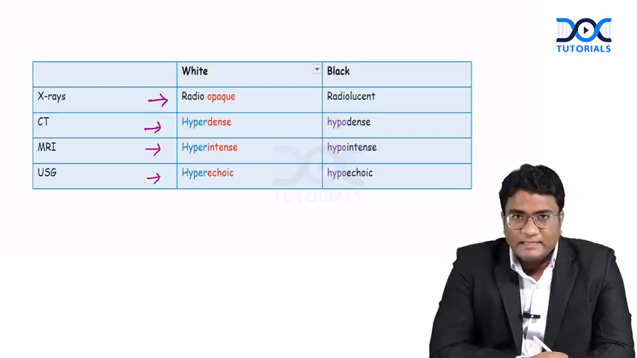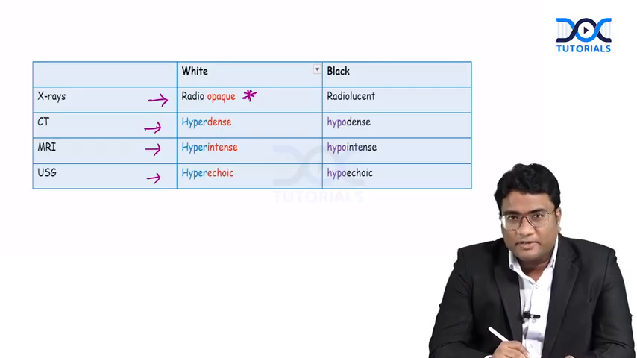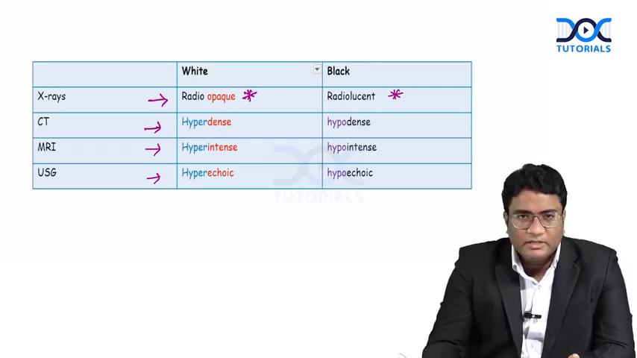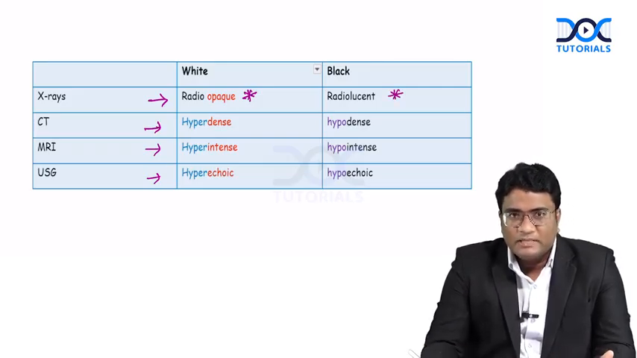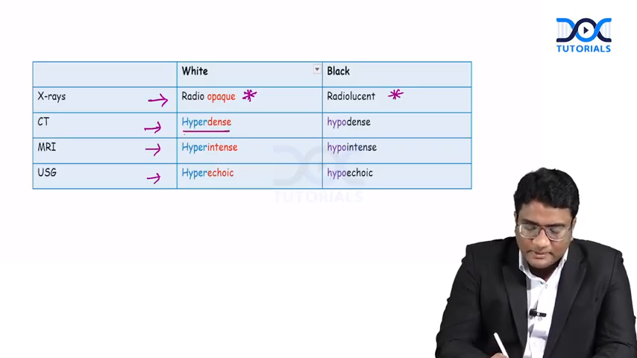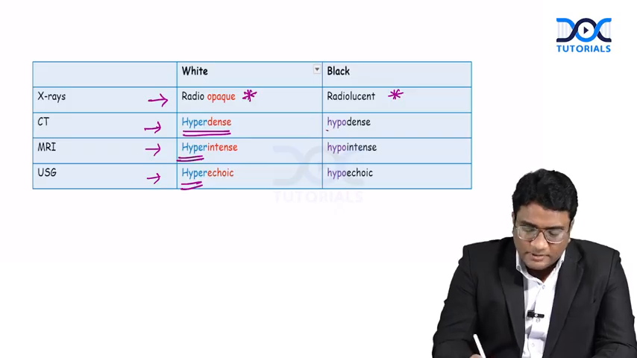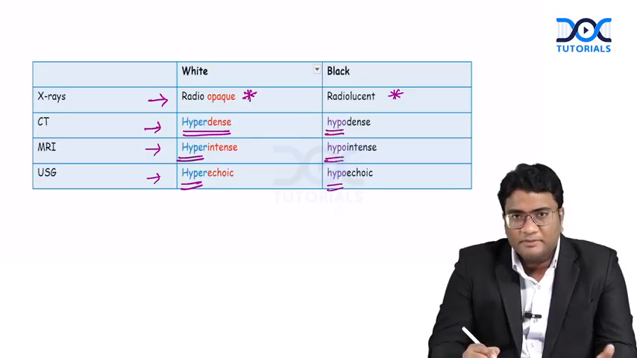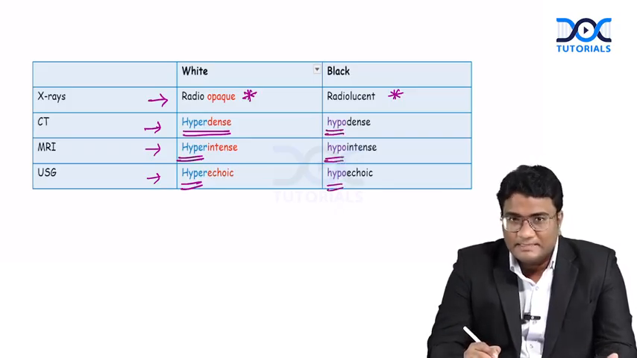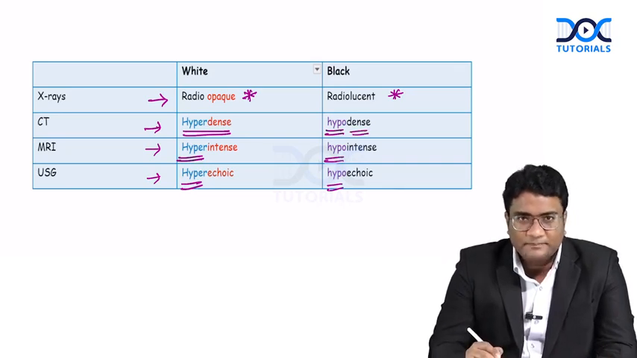On radiographs, anything that is white is called radio opaque, and anything that is dark on radiographs is called radiolucent. So when you're reading these radiology reports, radio opaque on an X-ray is basically white on X-ray. Radiolucent is dark on X-ray. On CT scan, the word for white is hyperdense. Please understand, hyper means white, hypo means dark. The word dense is used for CT. Hyperdense means white on CT, hypodense means dark on CT.